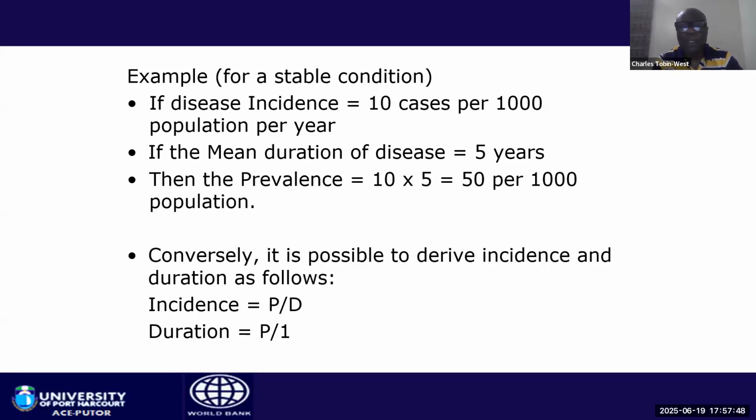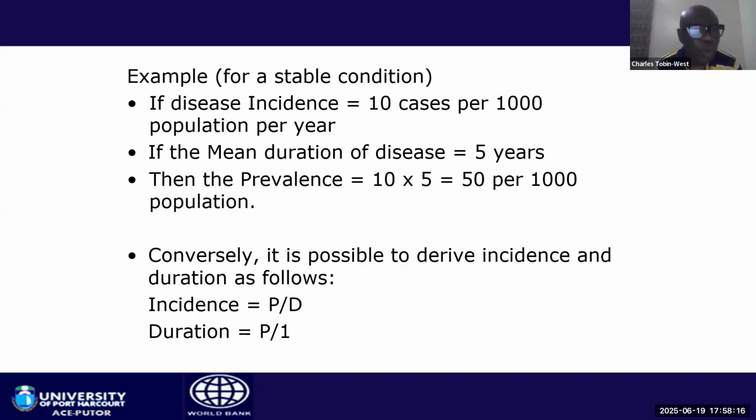50 per 1,000 population, because for the duration, each of those cases will last 5 years. That is why it will not be 50. Conversely, it is possible to derive incidence and duration this way, because it's an equation from your basic mathematics.